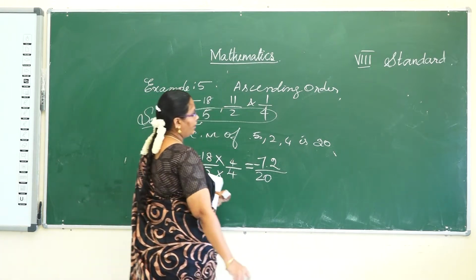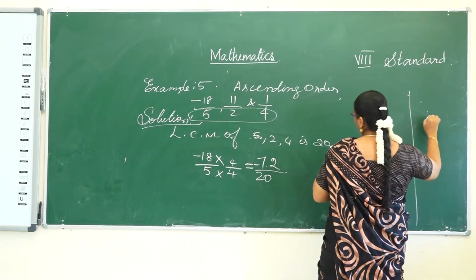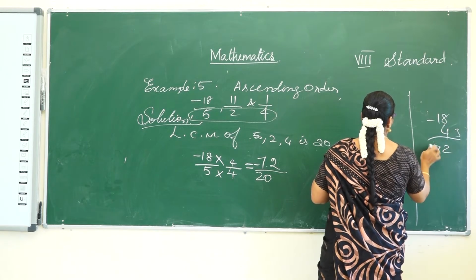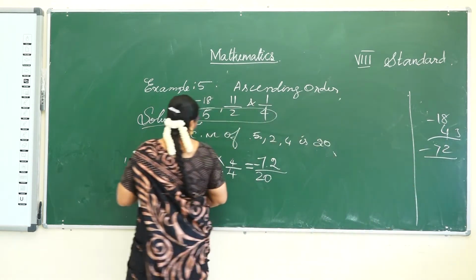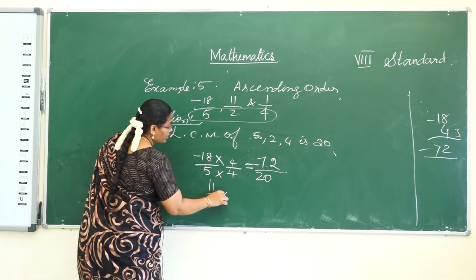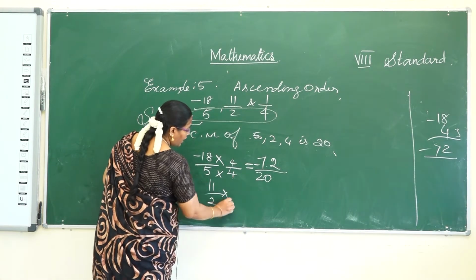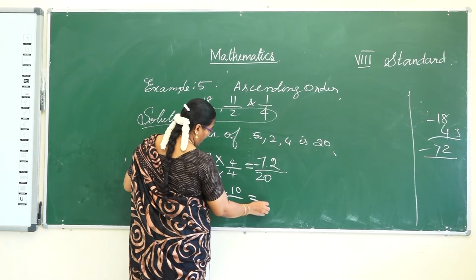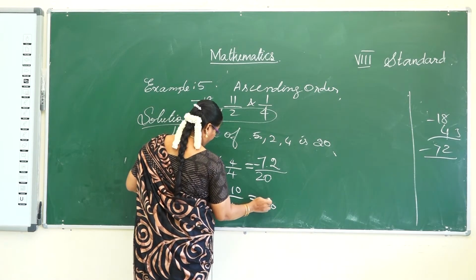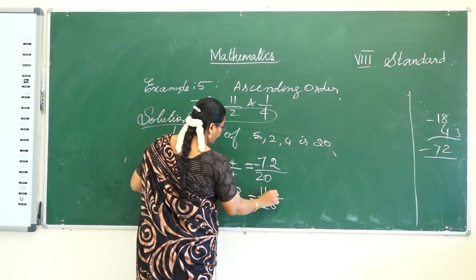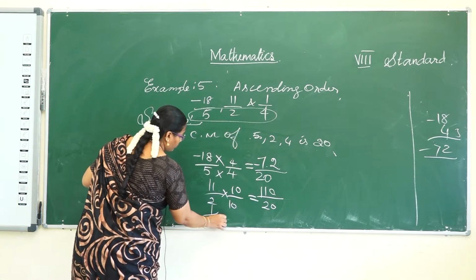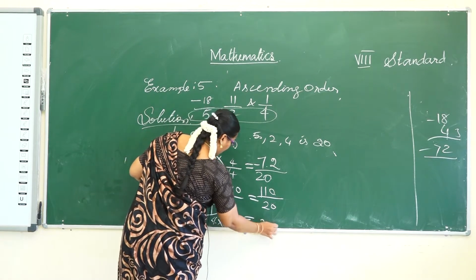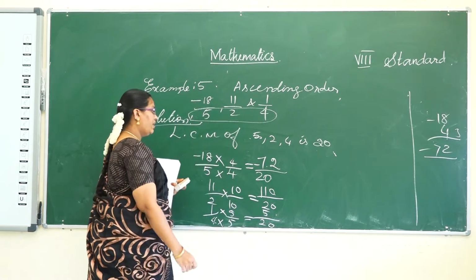If you need rough work area, I will calculate and write. Minus 18, 4 8s are 32, 72. So minus 72. Okay, and next one, 11 by 2, multiplied by which number to get 20? 10. 2 10s are 20, 11 10s are 110. And next one, 1 by 4, multiply by 5. 4 5s are 20, 1 5 is 5.